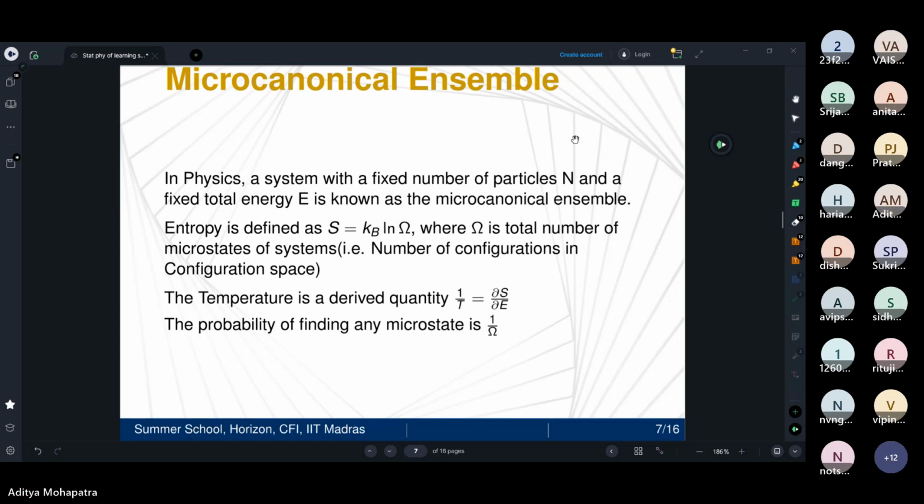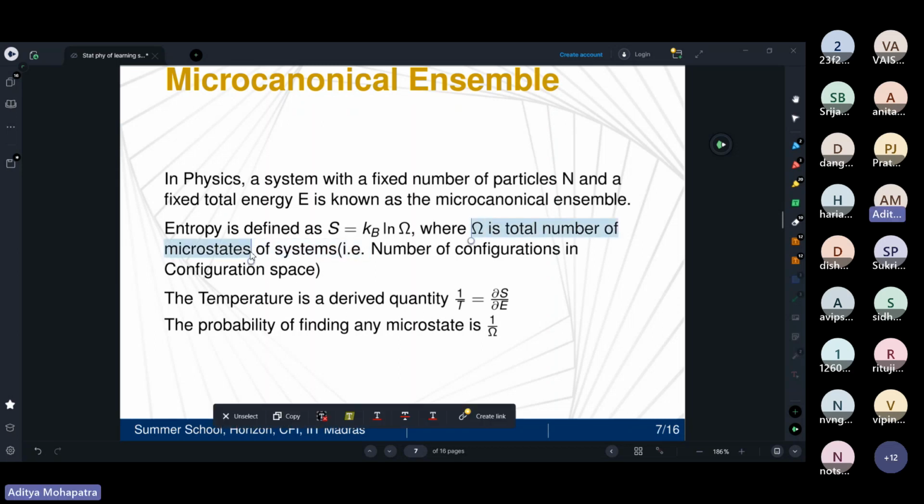So there are n gas particles and the energy is E. In how many different ways can we arrange the n particles? That is known as the total number of microstates. This is nothing but how the n gas particles can be arranged in the chamber.